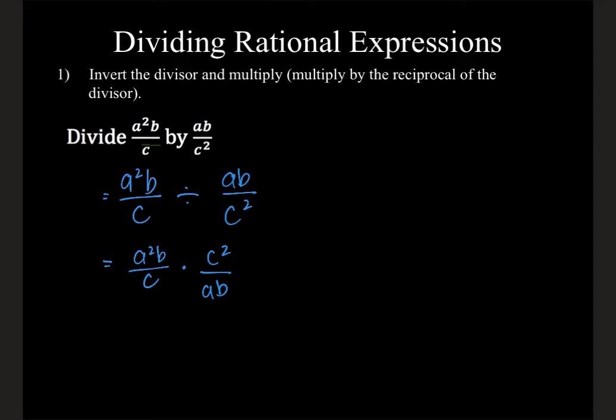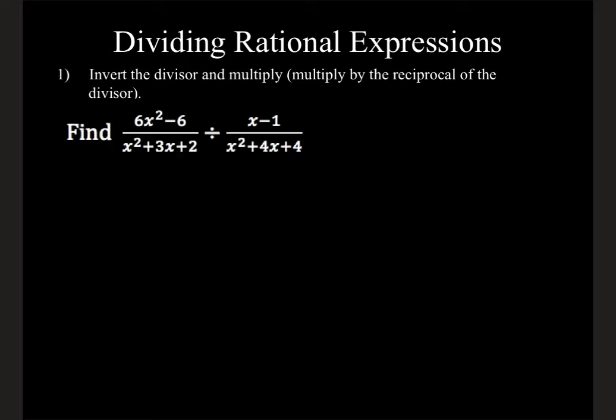From here, I'll do my canceling that we like to do. So this c and the c squared, the small one's gone. This becomes c to the first power. B is canceled completely. The smaller exponent of a is gone, so this becomes a to the first power on the top. Writing carefully what we have left, we have an a in the numerator. We also have a c there. And there's nothing left in the denominator, so it's just ac.